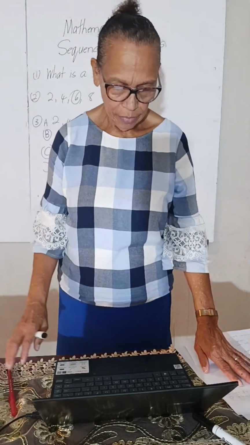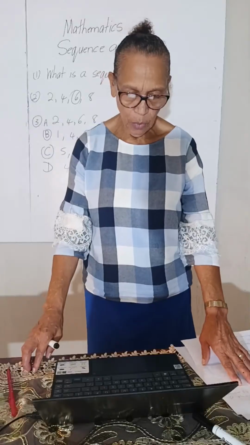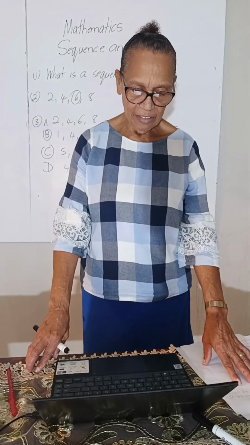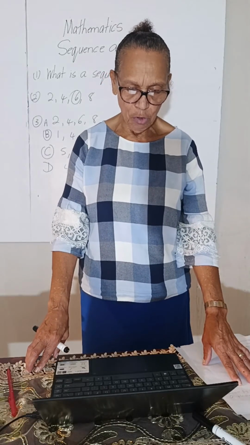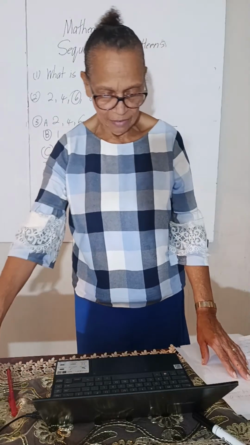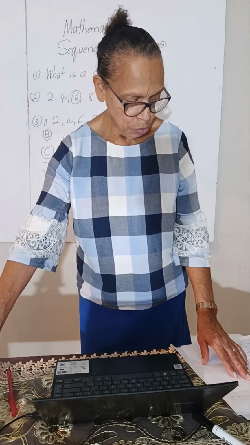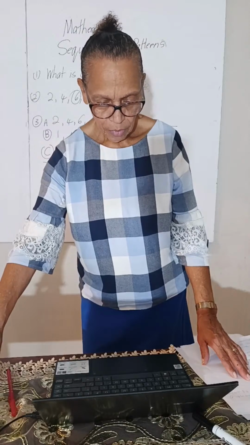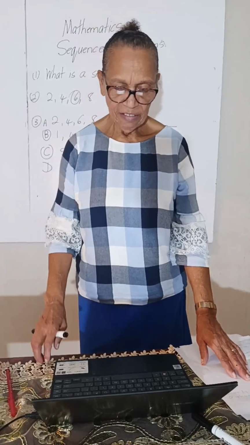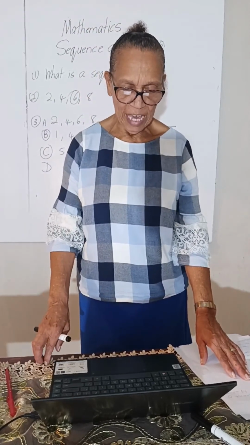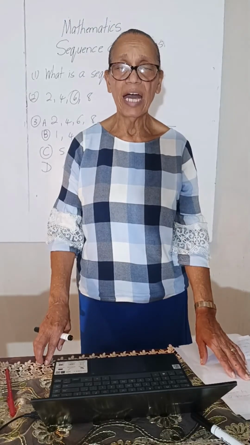Number 1. What is a sequence? We say a list of numbers in order that follow a rule. And that was B for that answer. Number 2. In the sequence 2, 4, 6, 8, the number 6 is called a term.